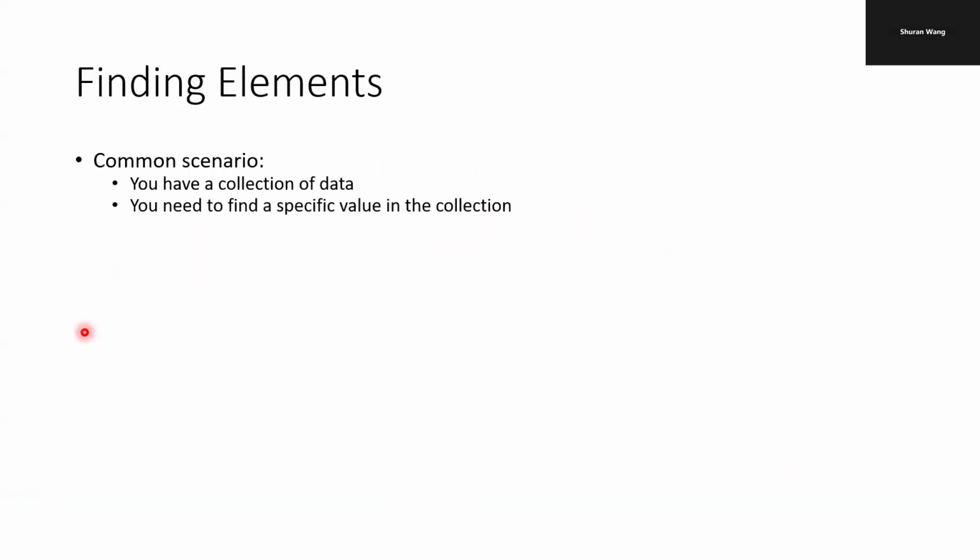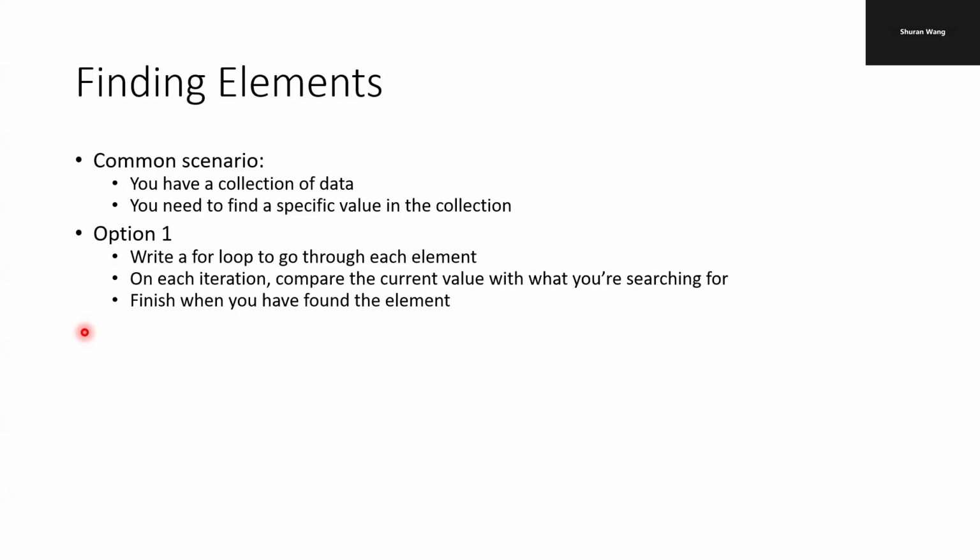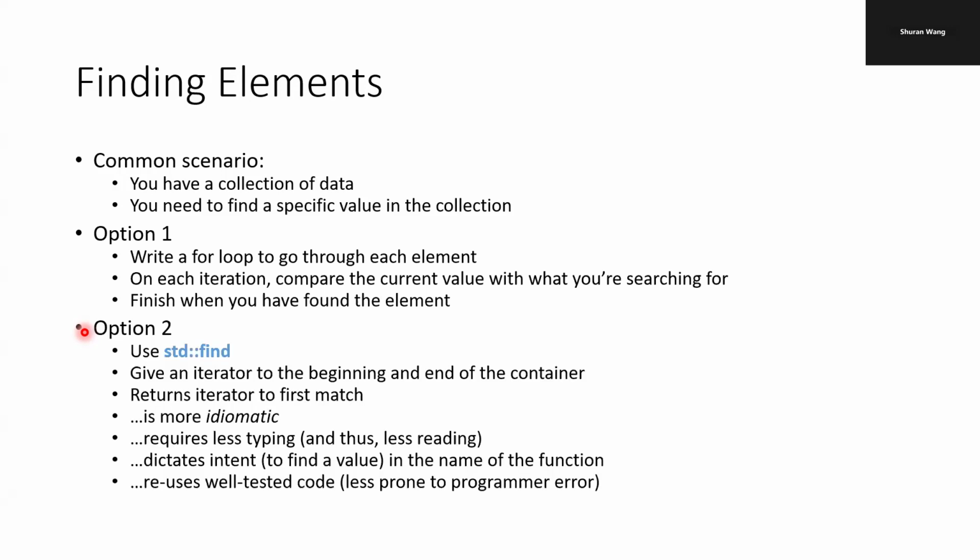Now, finding the elements. You have a collection of data. You need to find a specific value in the collection, like what we were talking about in the containers. Option 1 is brute force. You write a loop to go through each element and compare, and finish when you have found the element. Option 2, use std::find.